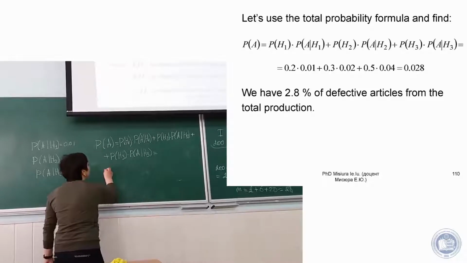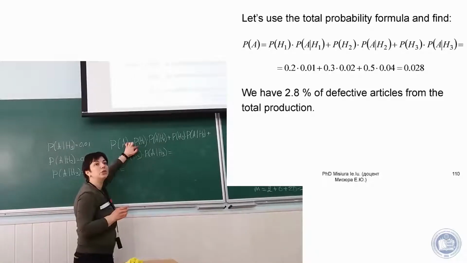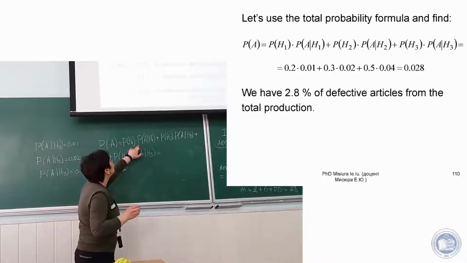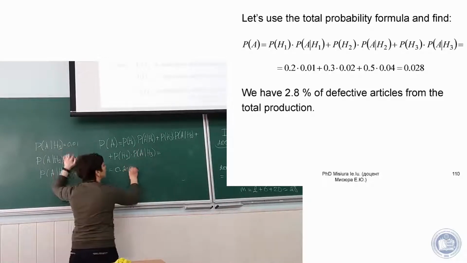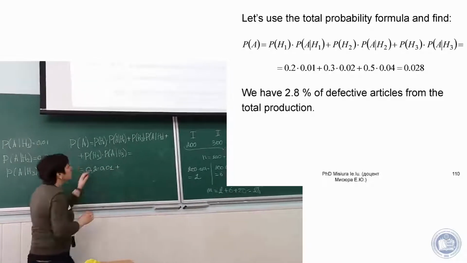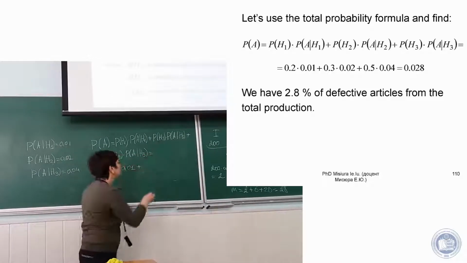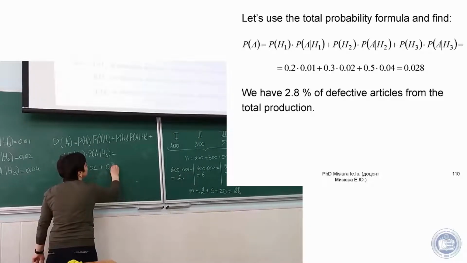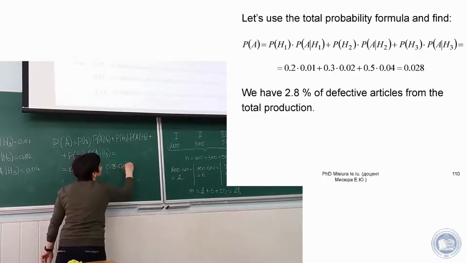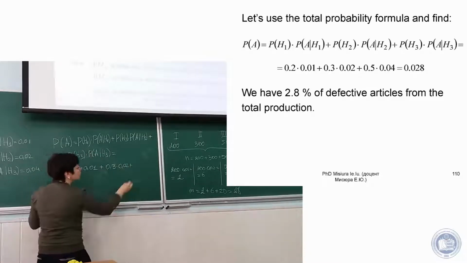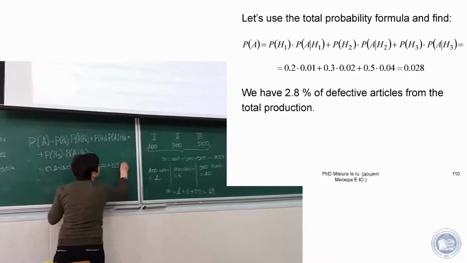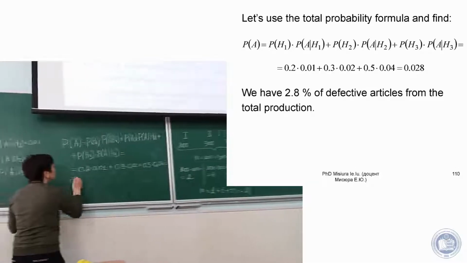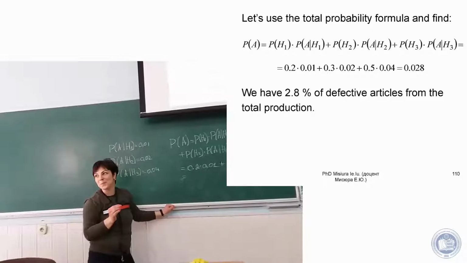Okay, let's substitute. P of H1 equals 0.2. 0.2 multiplied by 0.01. Okay, plus P of H2, 0.3, yes, multiplied by 0.02 and plus 0.5 multiplied by 0.04. How to multiply decimals?